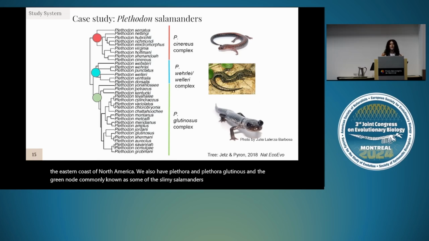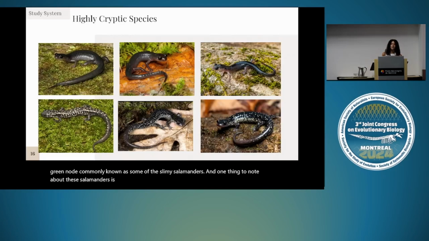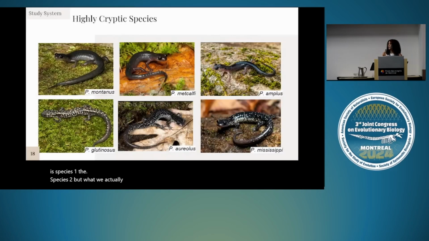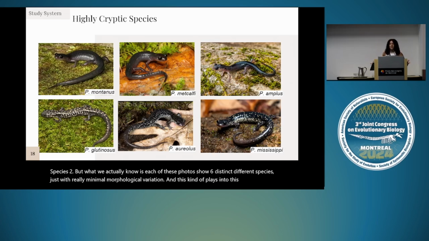And one thing to note about these salamanders is that they are highly cryptic species. So I have 6 photos of salamanders on the board, and if we were to assume which ones are their species, we might think that the first row is species 1, the second row is species 2. But what we actually know is each of these photos show 6 distinct different species, just with really minimal morphological variation. And this kind of plays into this bigger role of Plethodon salamanders.